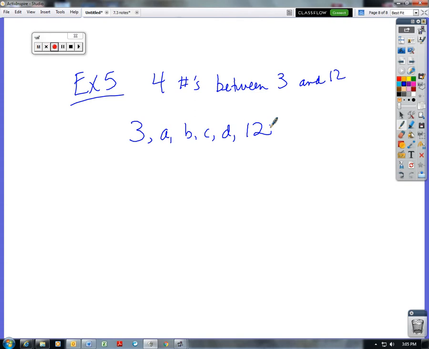So between 12 and 3, what we need to do is find the common difference, and that's used 1, 2, 3, 4, 5 times. So just do 12 minus 3 divided by 5. Hopefully it's common sense. You have this whole interval from 3 to 12, and you're dividing it into 5 d's, if you will. There's 1, 2, 3, 4, 5. So 12 minus 3 is 9. 9/5 is 1 4/5, or 1.8.